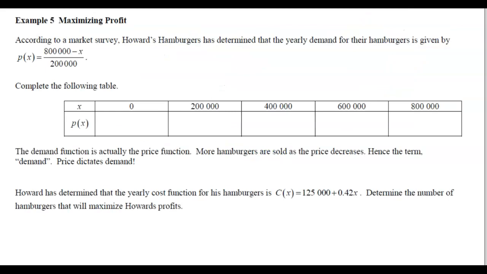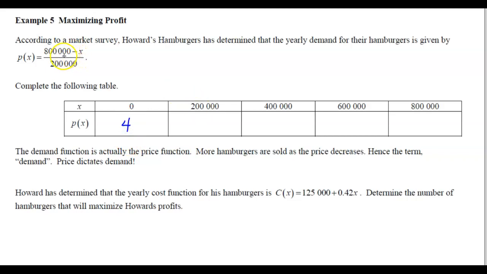It says, according to a market survey, Howard's Hamburgers has determined that the yearly demand for their hamburgers is given by this. So lowercase p is often used, that's what the textbook uses, for demand, okay? And really the demand is the price. All right, so complete the following table. So if x is 0, so 0 units, then the p function is, well, 0 goes in there, that's going to be 4.